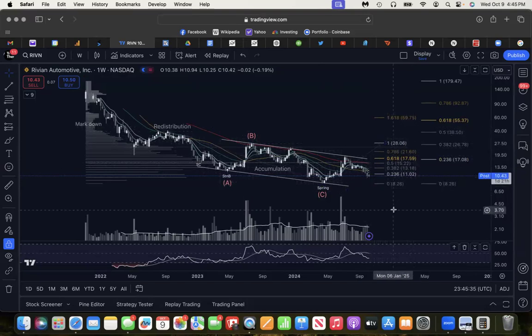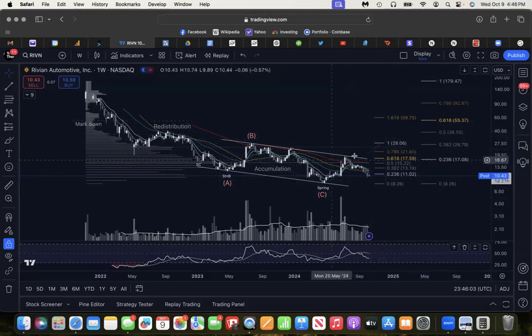It's not our primary expectation. Our primary expectation is that this is the end of this corrective wave structure right here. We believe that we will see an upward price thrust coming out of this. A most likely positive reaction to the Tesla robo-taxi event would produce that sort of behavior. Long term, we're very bullish on Rivian.